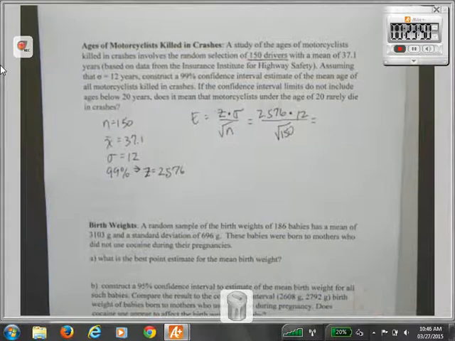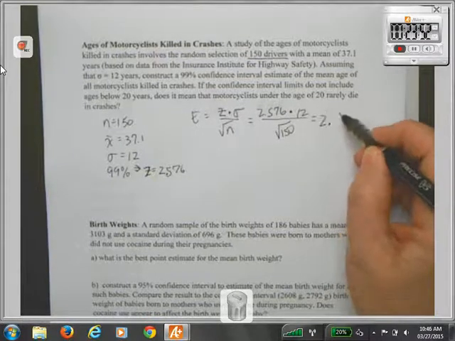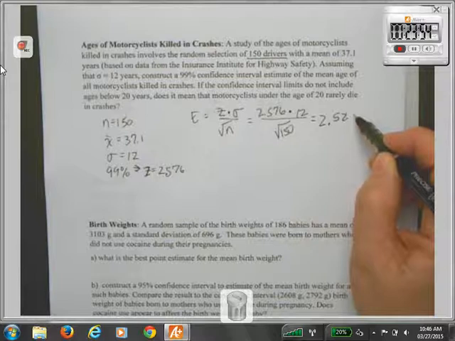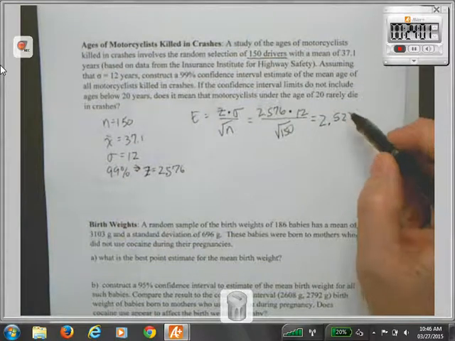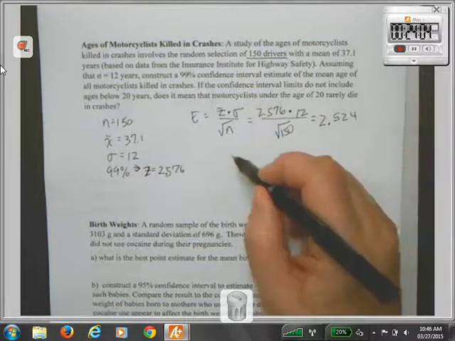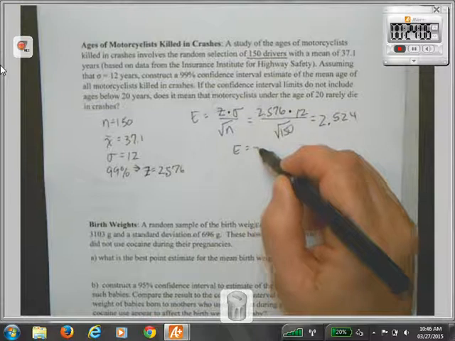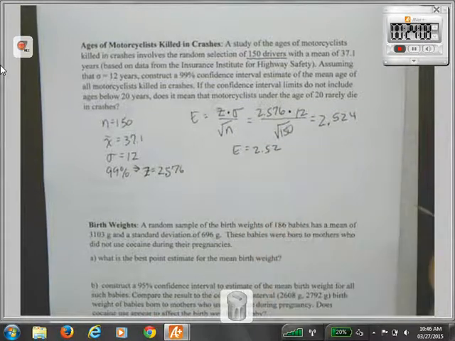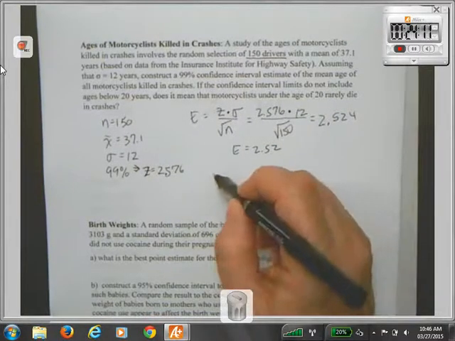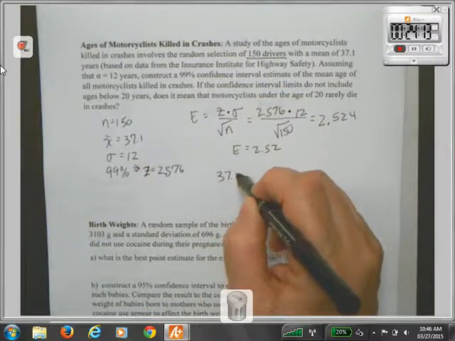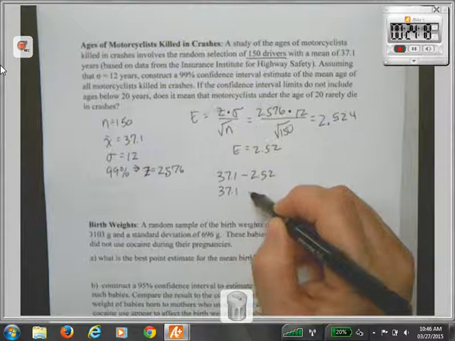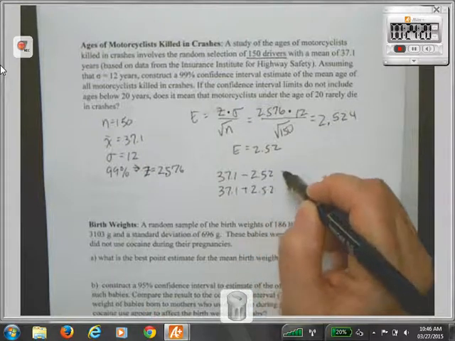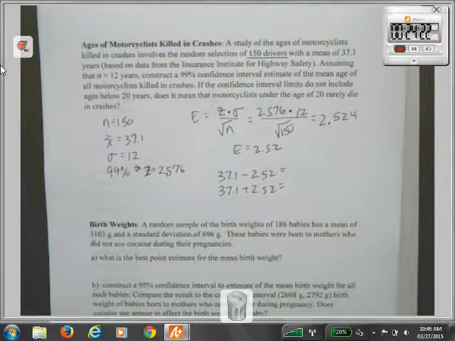And the answer, the margin of error, is 2.523. That's 4. So how close was that? That's amazing. All right, so I'm going to use 2.52 as my margin of error. So I'm rounding that to 2.52. Now we take X bar, which is 37.1, subtract 2.52, 37.1, add 2.52 to get our actual interval.